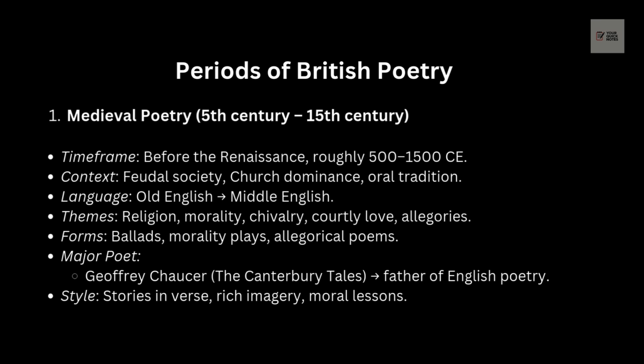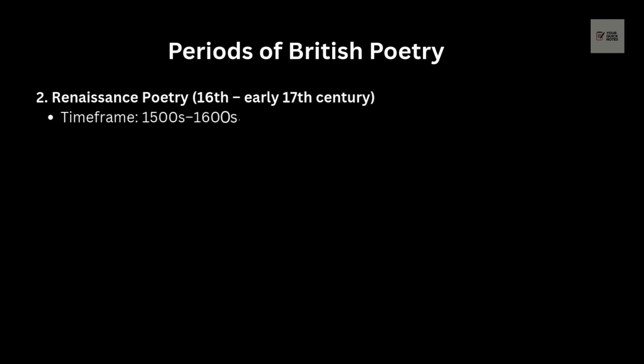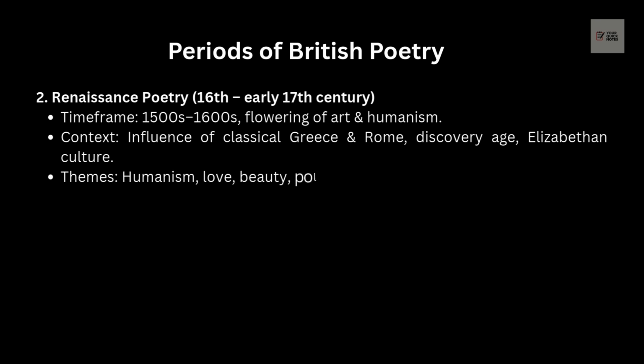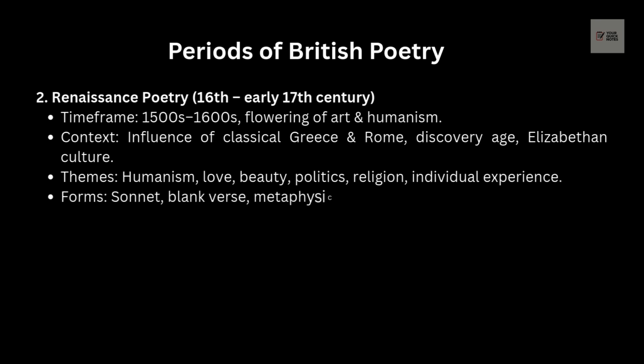Next, we come to the Renaissance period of British poetry, which lasted through the 16th and early 17th century. This was the great age of art, discovery, and humanism, when Europe was looking back at the ideas of ancient Greece and Rome. In England, it was also the time of the Elizabethan culture, full of theatre, music, and literature. The main themes of Renaissance poetry were humanism, love, beauty, politics, religion, and the value of individual experience. The poets of this age believed in celebrating human life and exploring deep emotions.